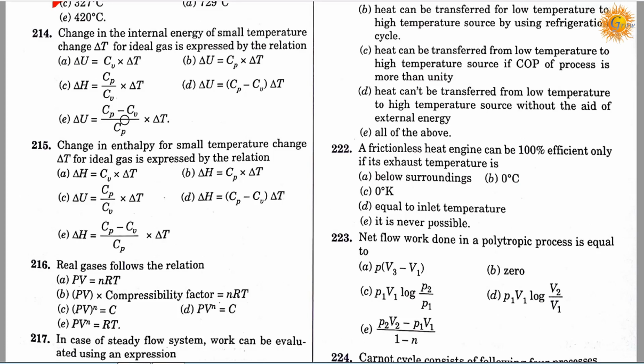Delta U is equal to Cp minus Cv upon Cp into delta T. So correct answer is A. Delta U is equal to Cv into delta T.